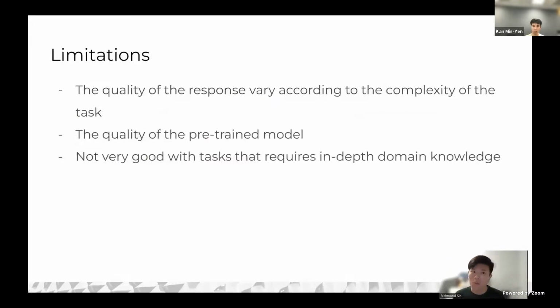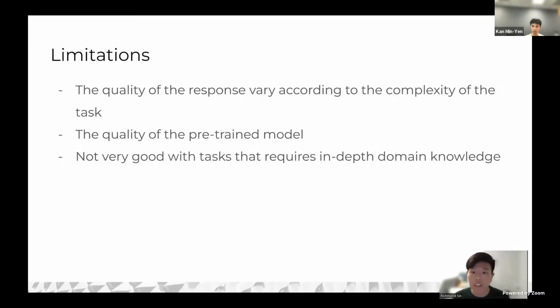However, the limitation of zero-shot prompting is that the quality of the response varies according to the complexity of the task, and it relies very heavily on the quality of the pre-trained model. If one pre-trained model has, say, 178 billion parameters, compared to one that has 68 billion parameters, the one with fewer parameters is likely to perform much worse with zero-shot prompting, because of the vast amount of information and knowledge that the larger language model has.